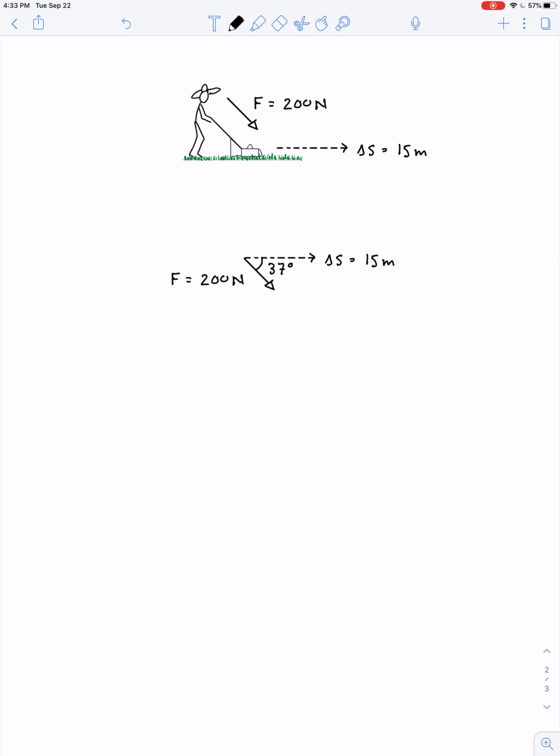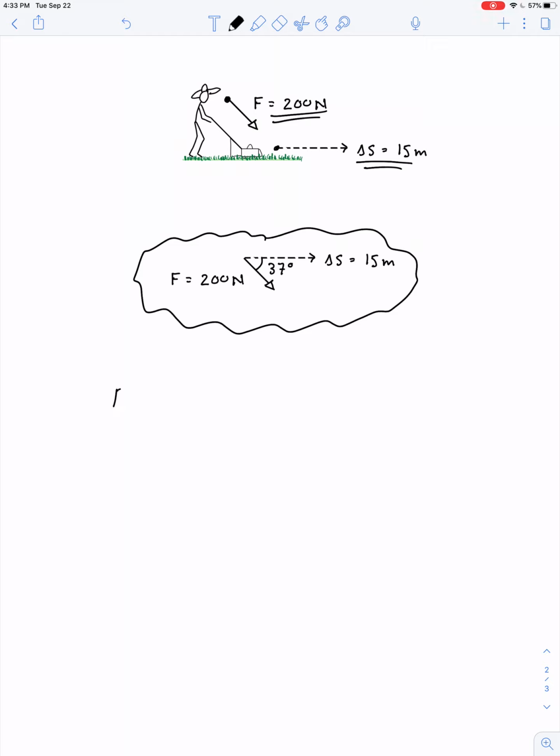What if a guy's mowing the lawn, pushing with a force of 200 newtons, but the force is not applied in the same direction as the displacement? In fact, this diagram shows that if we were to put the tail of each vector together, then we would find the angle between the two is 37 degrees. Now how much work is done?